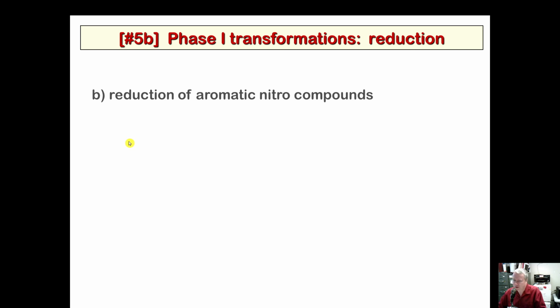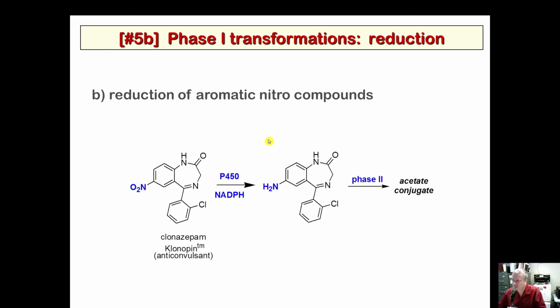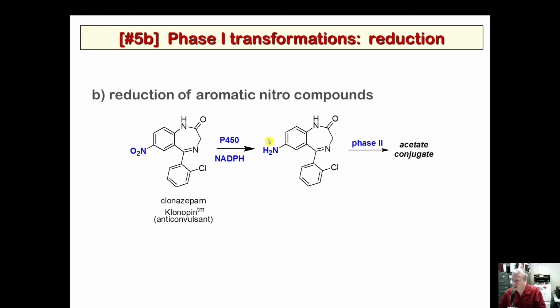Aromatic nitro compounds are a common thing that can be reduced as well. A molecule like clonazepam, an anticonvulsant drug, has a nitro group that is reduced, and it makes an aniline. And then anilines and amines in general are very easy to do phase 2 metabolism.